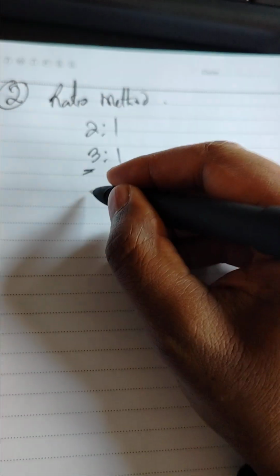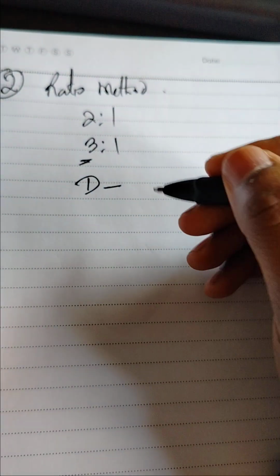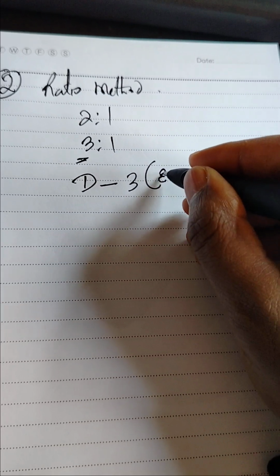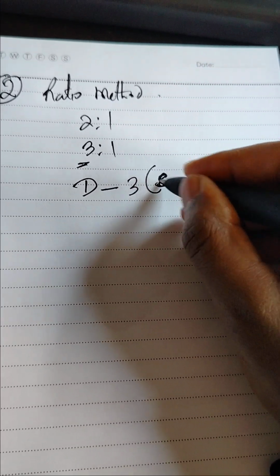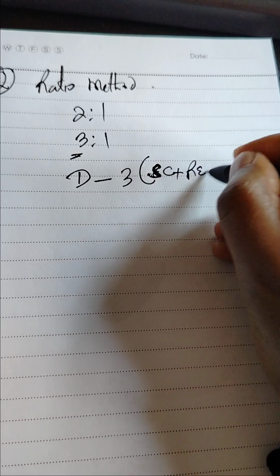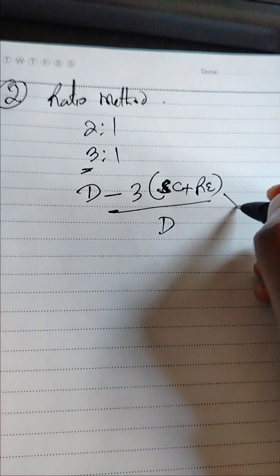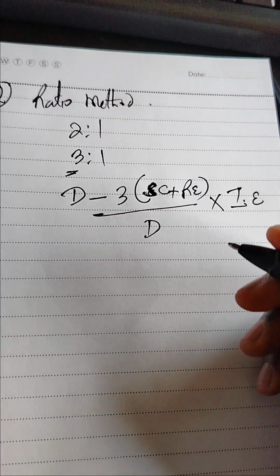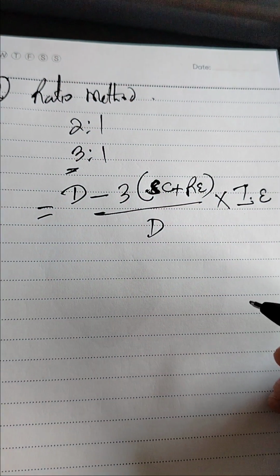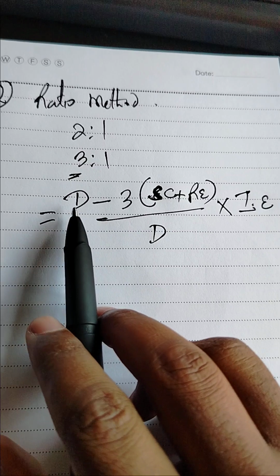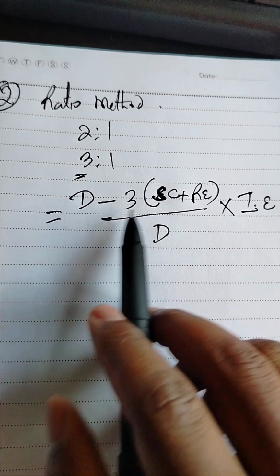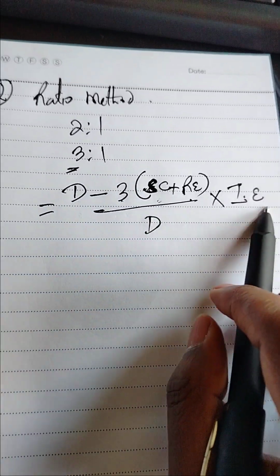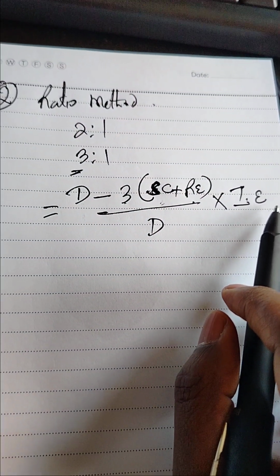And so the formula could look like this: the debt minus 3 times the equity, in this case share capital plus the retained earnings, over the debt level, times the interest expense. The resultant is what we refer to as the interest which will be disallowed, because it is the interest on the debt level which is over 3 times the equity, which is what we will disallow.